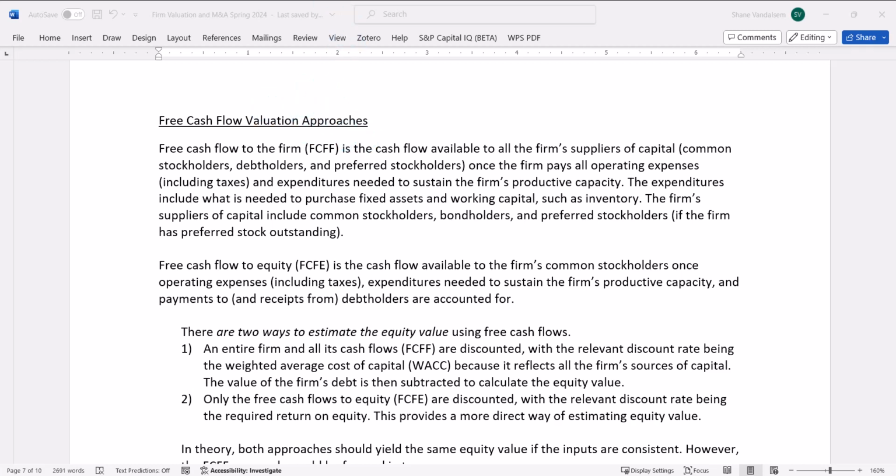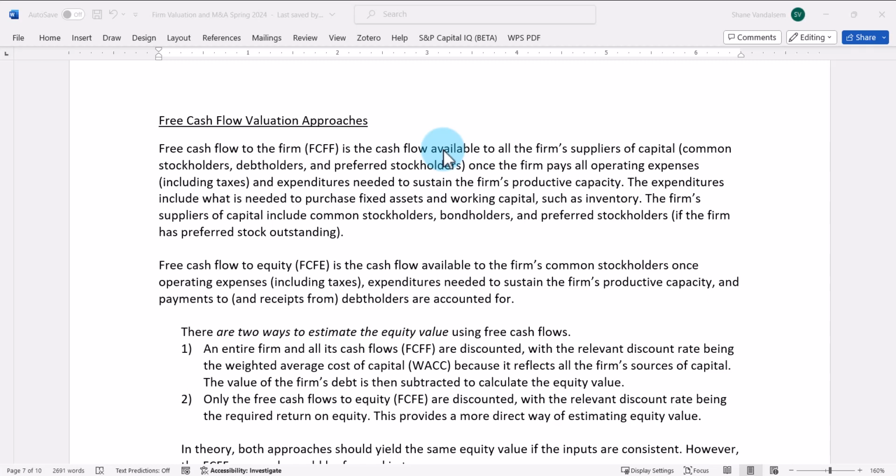In this video, I'm going to discuss two different approaches of using free cash flows to determine the value of a company, and then we're going to work through an example of calculating the intrinsic value per share for Coca Cola. So the free cash flow to the firm is the cash flow available to all the firm's suppliers of capital. These would include common stockholders, debt holders, and preferred stockholders.